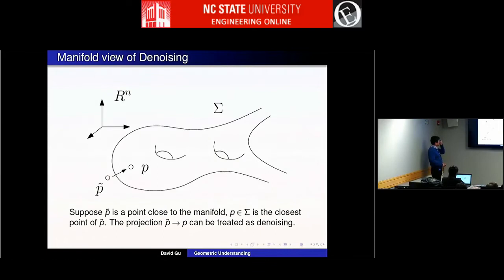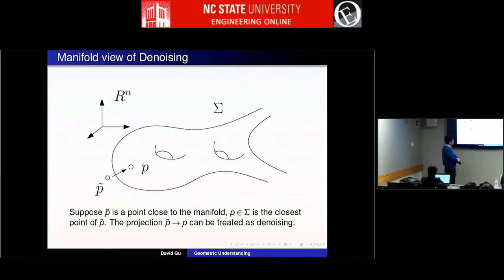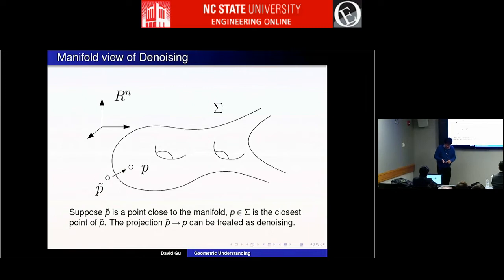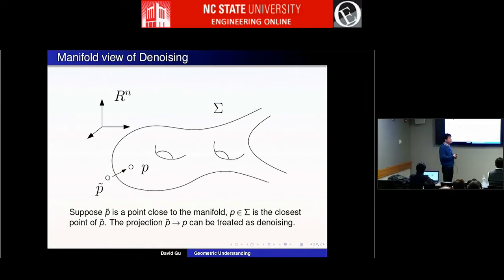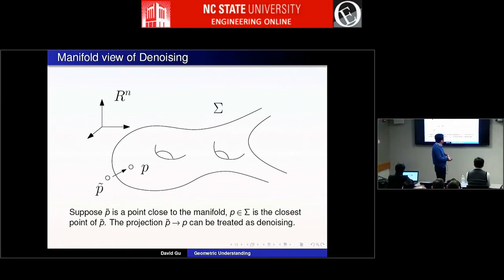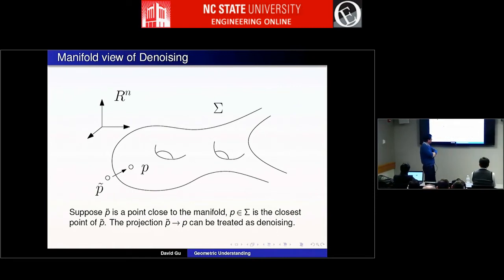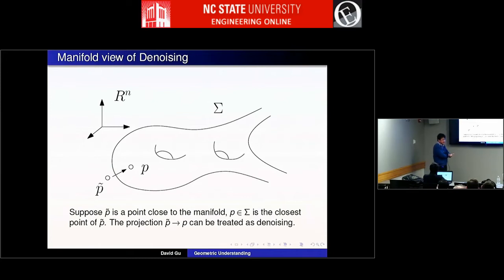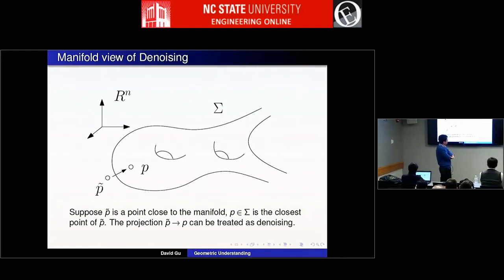Using this view, we can explain a common task in image processing: image denoising. Conventionally, we do a Fourier transform, then apply a low pass filter to remove the high frequency components, then do an inverse Fourier transform. We get a denoised image. That's the conventional way to do image denoising.